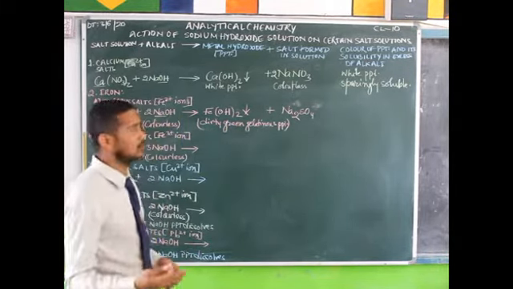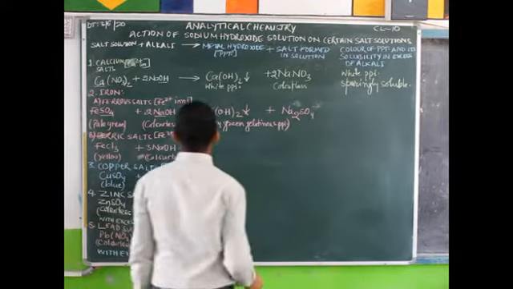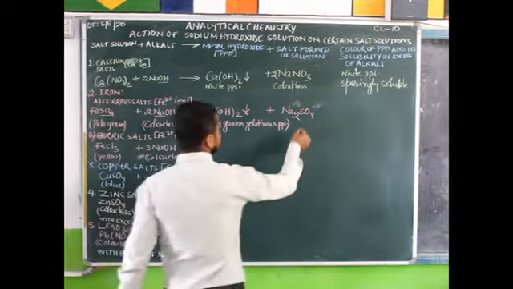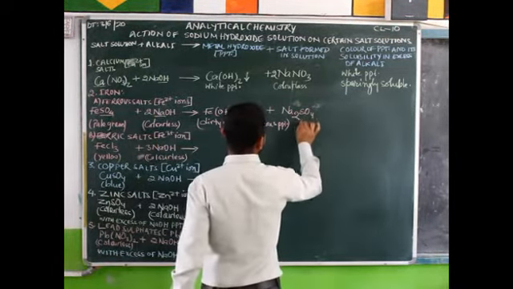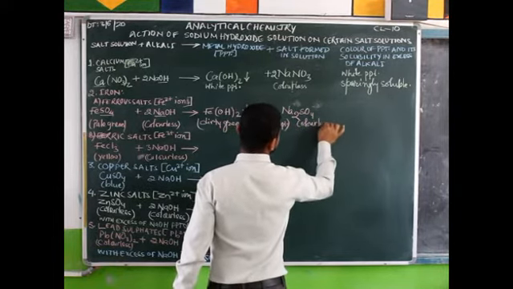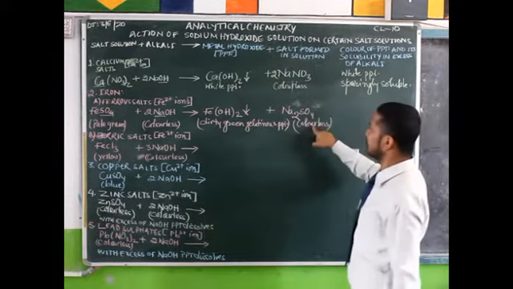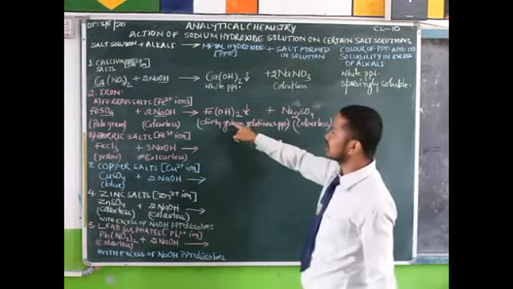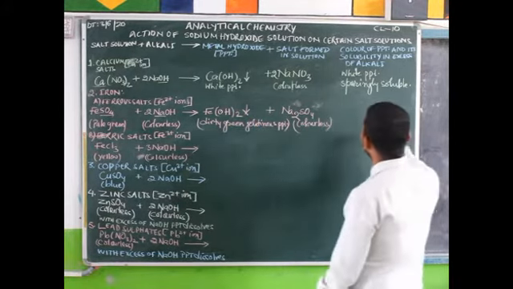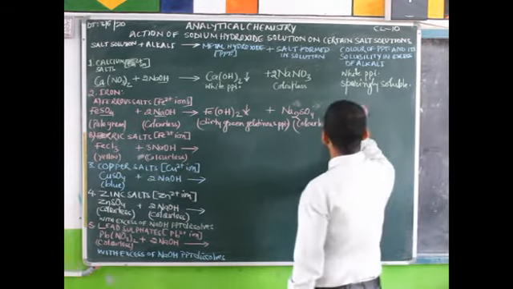And another salt you will be getting is sodium sulfate. Sodium is colorless, sulfate is also colorless. So salt formed in solution is sodium sulfate, and the precipitate is settling at the bottom in the form of an insoluble substance. And what happened if you add, what is the color? Then what color did we get here?